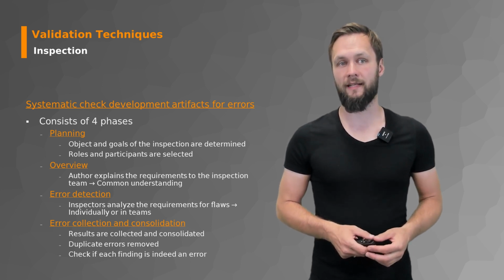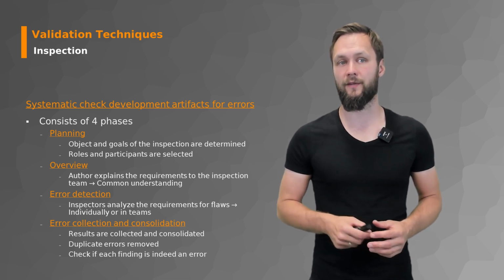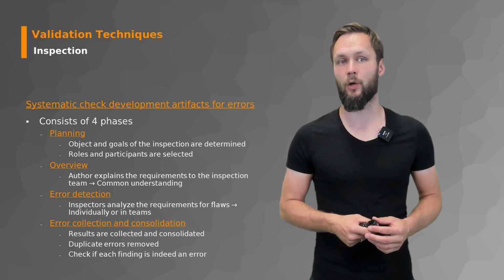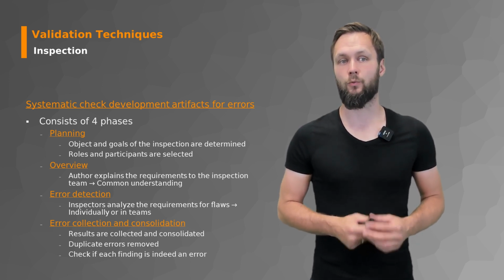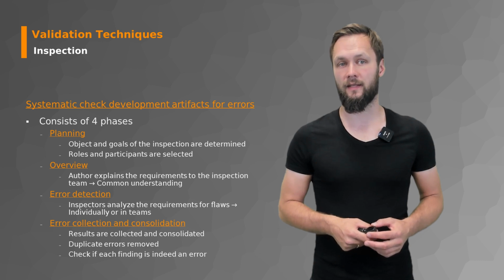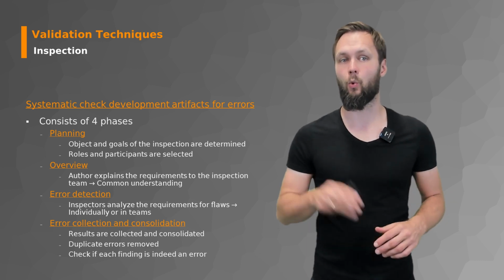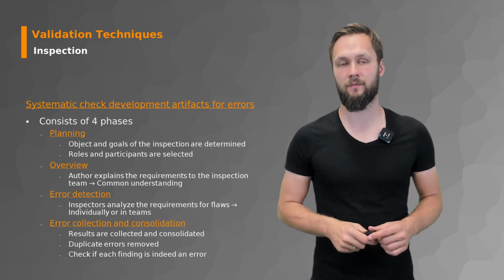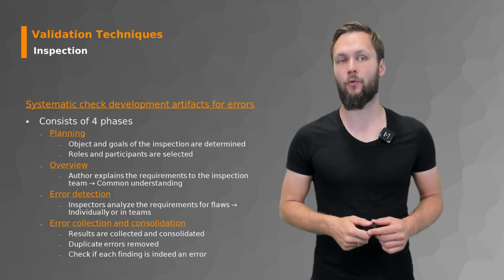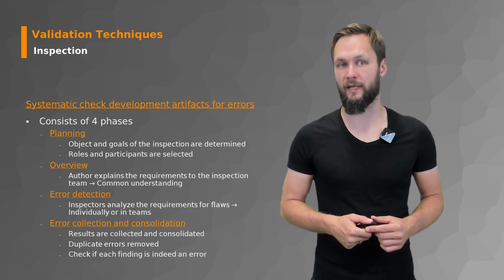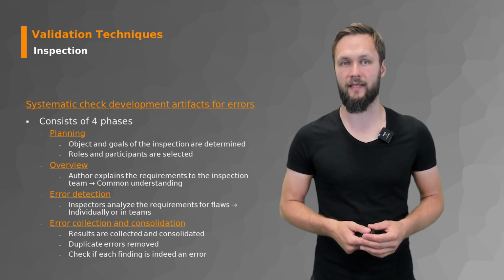In the planning phase, you define the objective and the goals of the inspection. The roles and participants are selected. Who's going to fill which role? Who do I need to do this? And then in the overview phase, the author explains the requirements to the inspection team to get a common understanding.